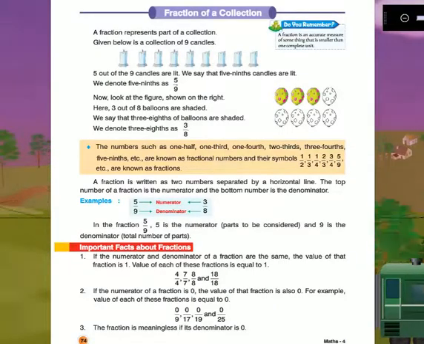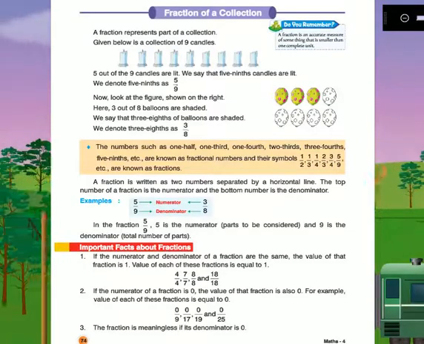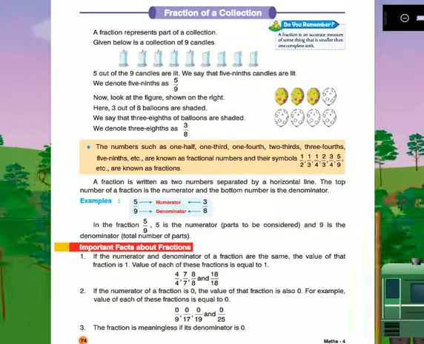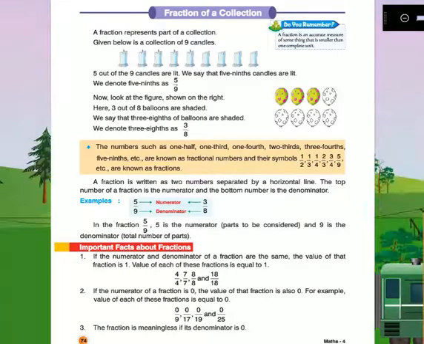Fraction of a collection. Do you remember? A fraction is an accurate measure of something that is smaller than one complete unit. A fraction represents part of a collection.